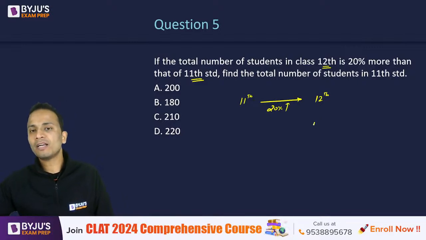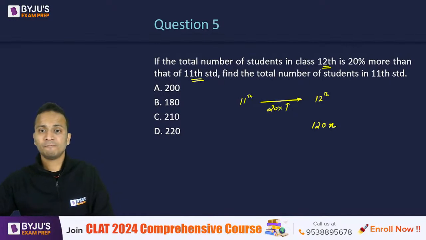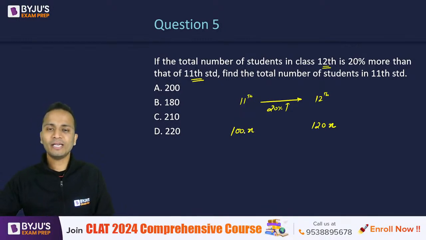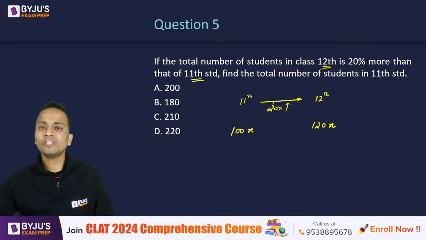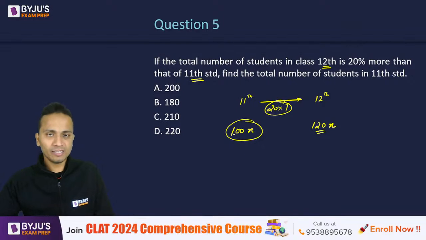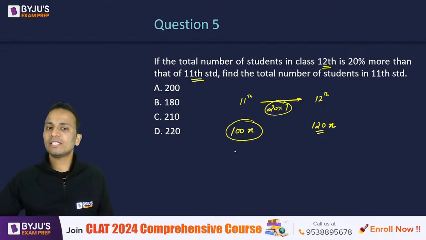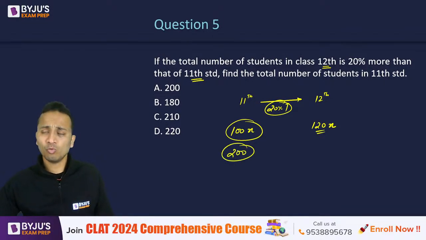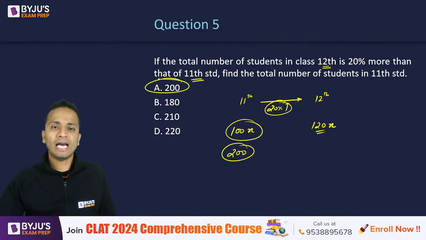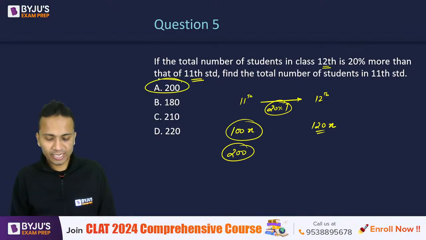Now we already know that there were 120x students in 12th standard. So I can say that the number of students in 11th standard should be 100x. All right. So 100x when increased by 20%, you will get 120x. So 100x will be the number of students in 11th standard, and putting the value of x, the number of students in 11th standard will be equal to 200, and option A is the correct answer.